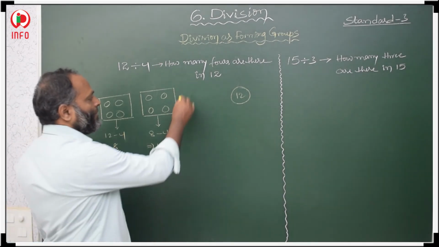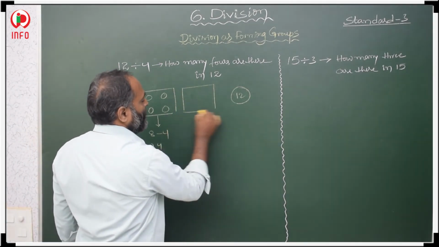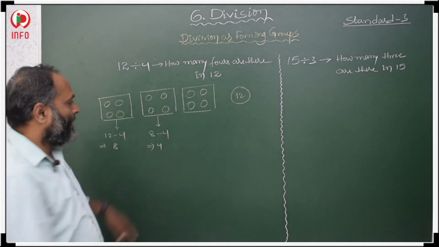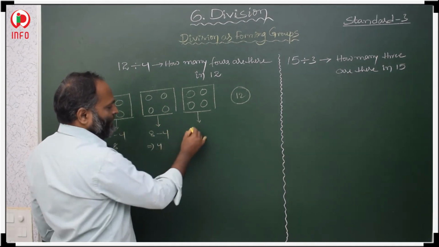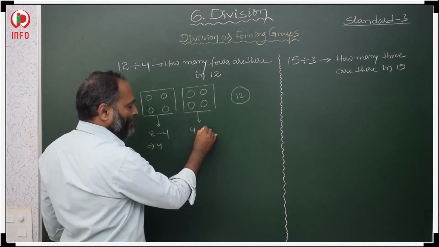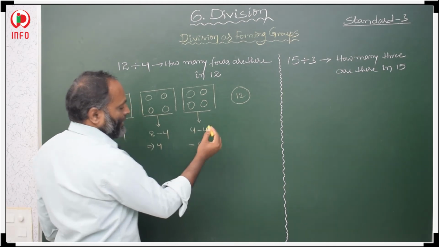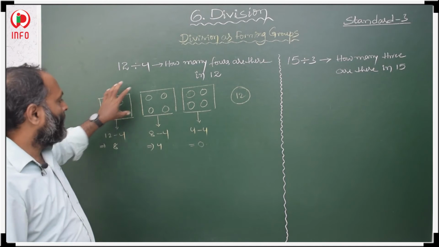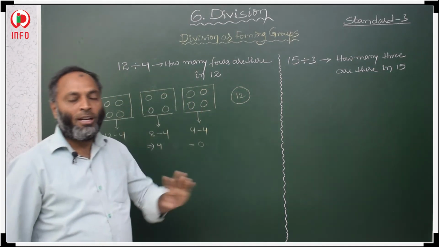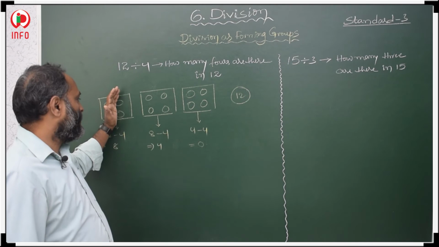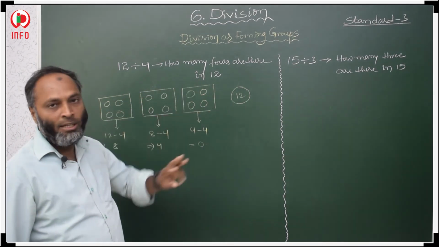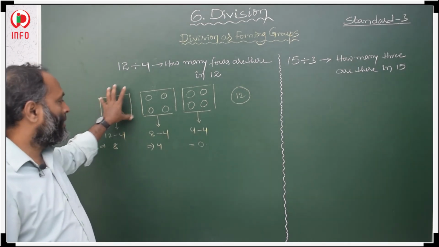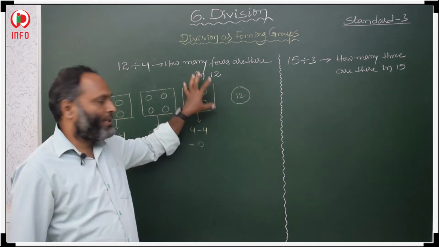Then again, 4 circles I want to take in the next group. 1, 2, 3, 4. These 4 circles. It means how many circles are left here? 4 minus 4, we took 4. 4 minus 4 is 0. 0 left. So here one 4, here one 4, here one 4. Total how many groups did we form? 1, 2, 3. 3 groups we formed. This is the first group, this is the second group, this is the third group.